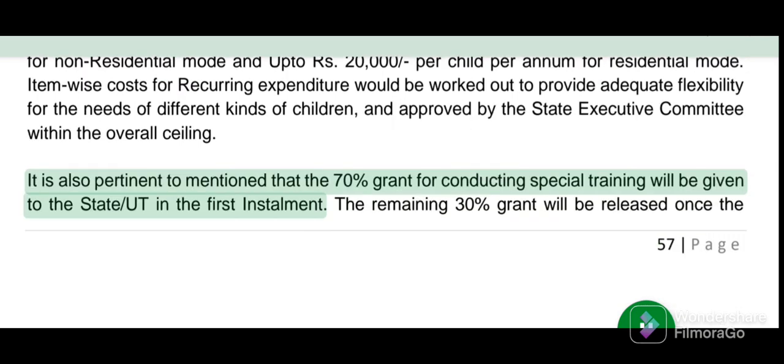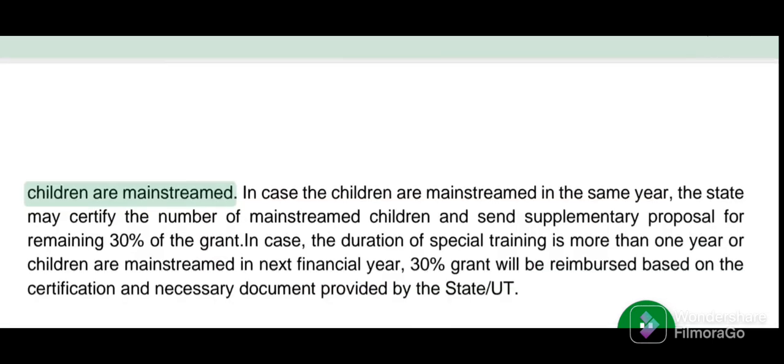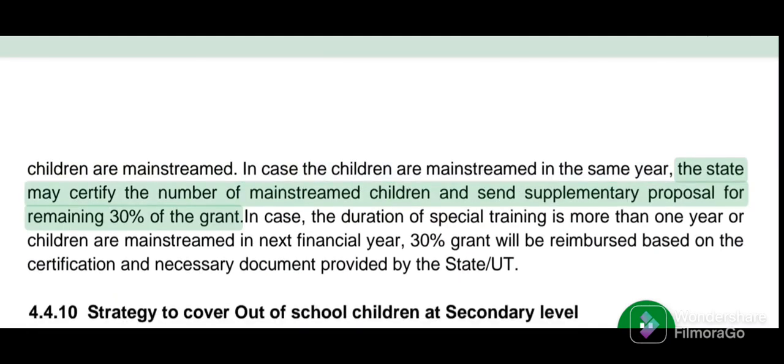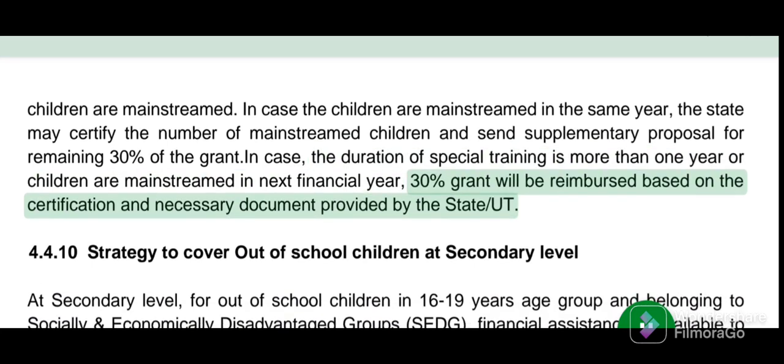It is also pertinent to mention that the 70% grant for conducting special training will be given to the state UT in the first installment. The remaining 30% grant will be released once the children are mainstreamed. In case the children are mainstreamed in the same year, the state may certify the number of mainstreamed children and send supplementary proposal for remaining 30% of the grant. In case the duration of special training is more than 1 year or children are mainstreamed in next financial year, 30% grant will be reimbursed based on the certification and necessary document provided by the state UT.